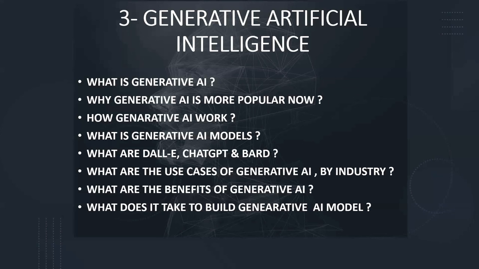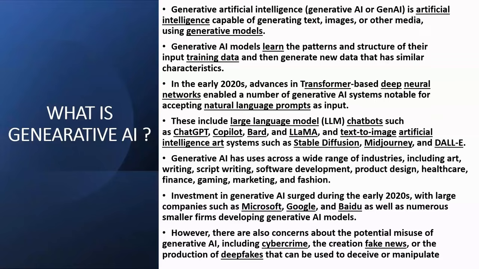In generative artificial intelligence, we talk about these points: what is Gen AI, why it is very popular nowadays and next year as well, how Gen AI works, what generative AI models are, what DALL-E, ChatGPT and Bard are, the use cases of Gen AI by industry, the benefits of generative AI, and what it takes to build these models. Once we complete this, we go back and work on a practical. So first, let's continue.